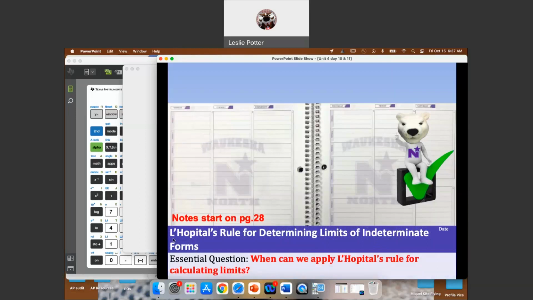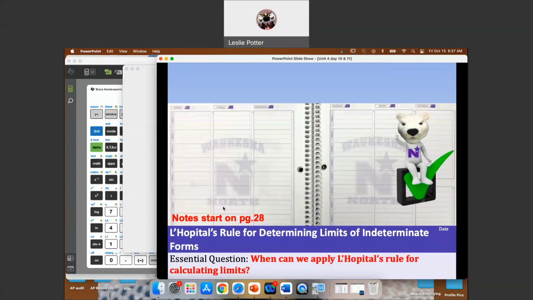And just a quick grammar discussion here. L'Hôpital's can be spelled like this. You can put an S next to the O, so it looks like hospital. There's two correct spellings, but definitely pronounce it L'Hôpital's. Don't pronounce it La Hospitals. It's not the appropriate pronunciation. So it's L'Hôpital's rule for determining limits of indeterminate forms.